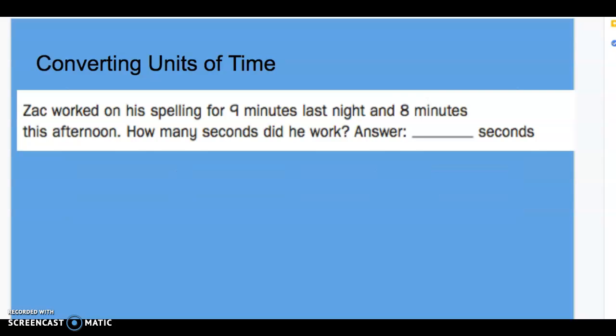Zach worked on his spelling for 9 minutes last night and 8 minutes this afternoon. How many seconds did he work?